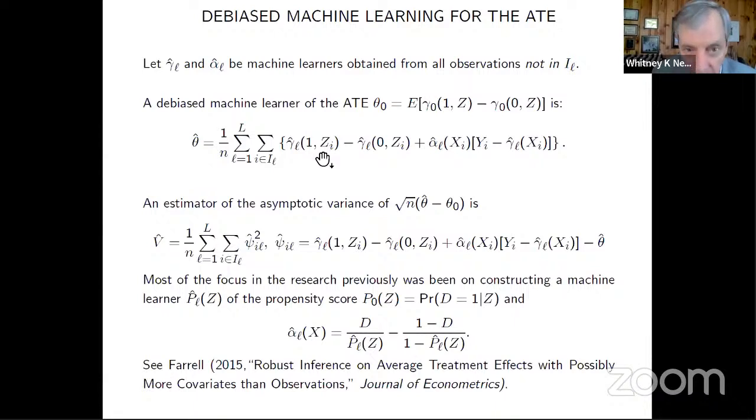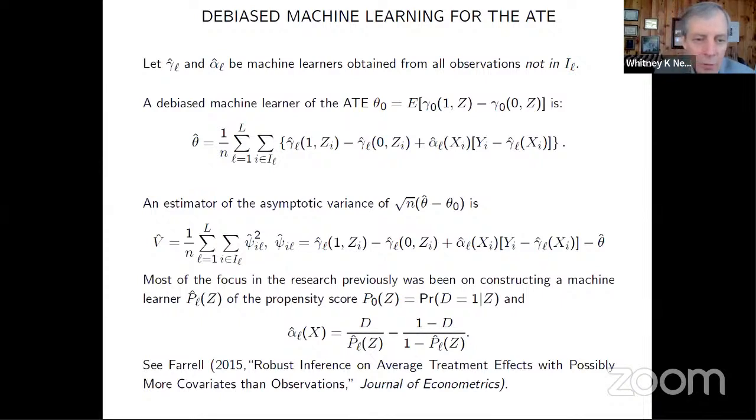Then you've got a debiased machine learner of the average treatment effect. And you can use anything here for the gamma hat. You can use lasso, neural nets, random forest, that's fine. Same for the p hat. An estimate of the asymptotic variance of root n times theta hat minus theta naught is just the sample second moment of this minus its sample mean. So just the usual formula, ignoring the estimation of the gamma and the alpha. And so that's a general debiased machine learner of the average treatment effect.